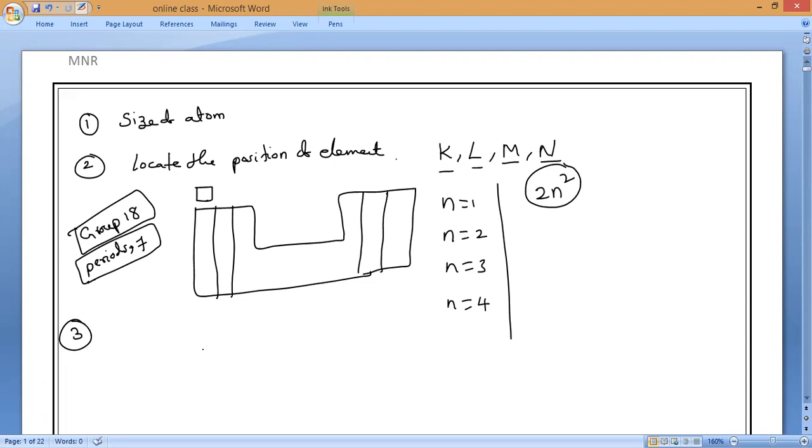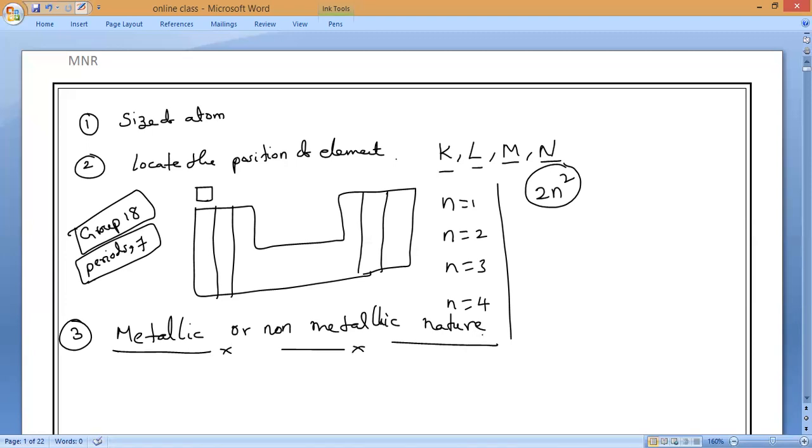Same way, the last one. What can we say? Whether it is a metal, non-metal, or metalloid. We can estimate whether the given element is metallic in nature or non-metallic in nature, or in between. For example, 2, 8, 4. The 4 is the valency. If I take silicon, it is a metalloid. That is what we have to remember.